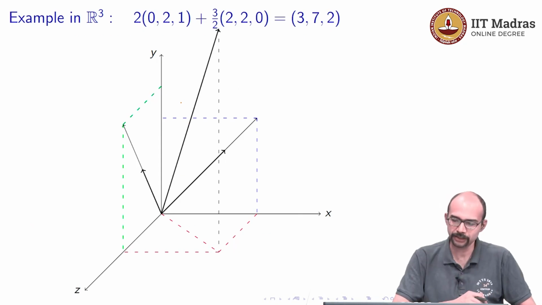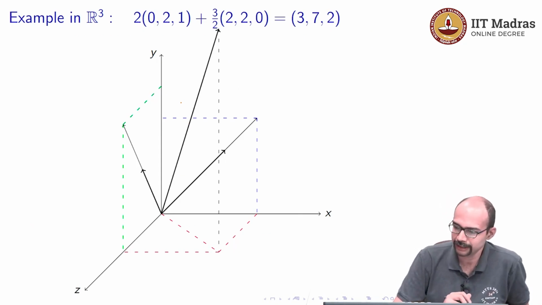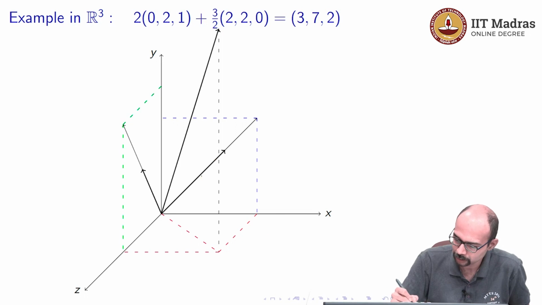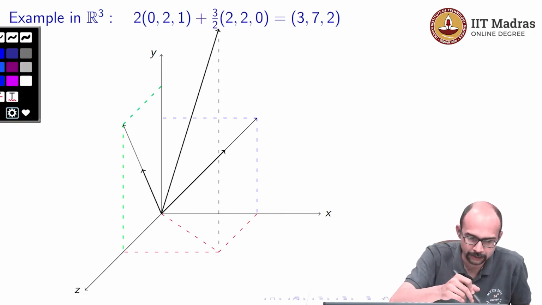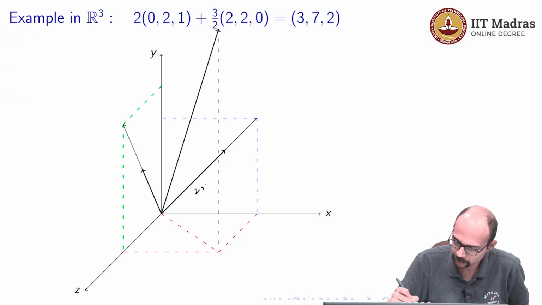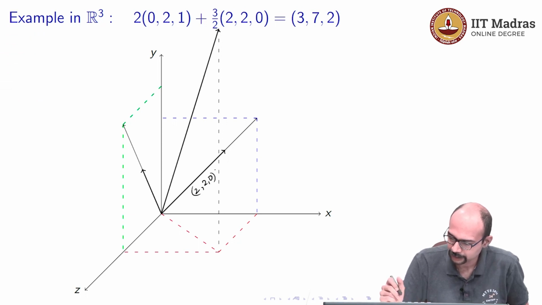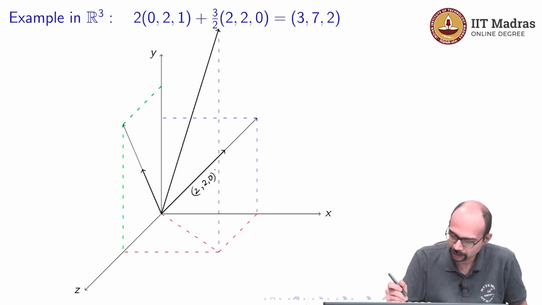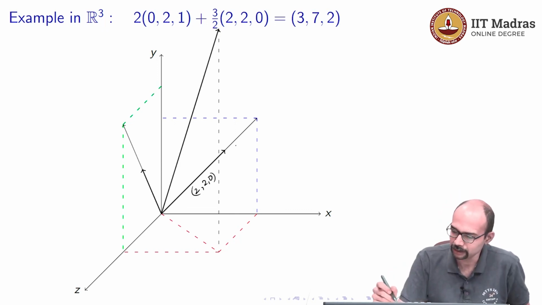Okay, let's do an example in R3. So in R3, let's take these 2 vectors. So we have 2 comma 2 comma 0. So this is the vector 2 comma 2 comma 0 out here. Yeah, so this xyz axis has been drawn a bit differently than we usually draw it, for the purpose of illustration. So this is the xy plane. So on this we have the vector 2 comma 2 comma 0.